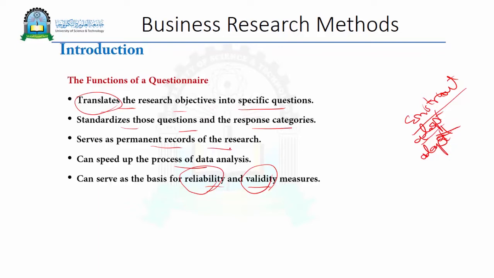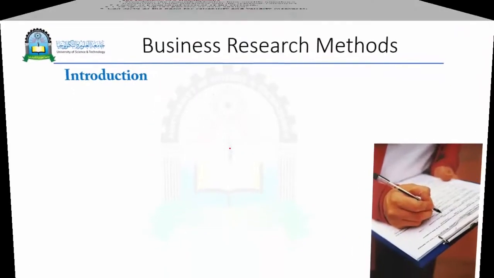So the items must be consistent, and this is going to be available in the questionnaire, because I'm going to test the validity and reliability of the questionnaire, sometimes even before I distribute it, so I can make sure that whatever data is collected is going to be accurate.